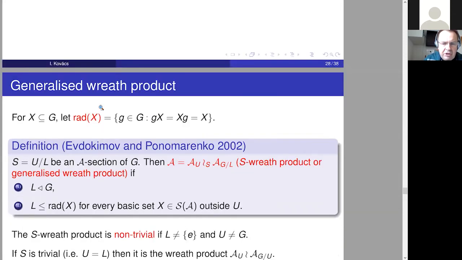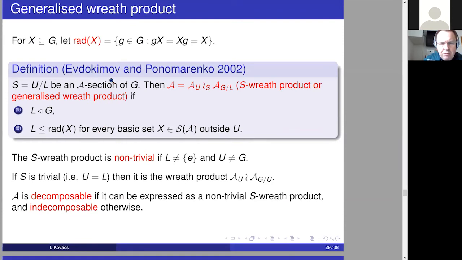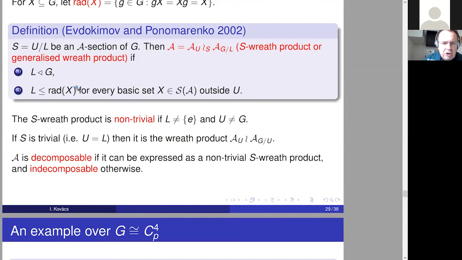The other product which is useful regarding the CI property of S-rings is the generalized wreath product. And this was defined by Sergei Evdokimov and Ilia Ponomarenko. First of all, we have to use this radical for a subset. The radical is the subgroup of G satisfying this condition. So you can say that this is the largest subgroup of G such that X is a union of left and right cosets of it. And the definition is very simple.